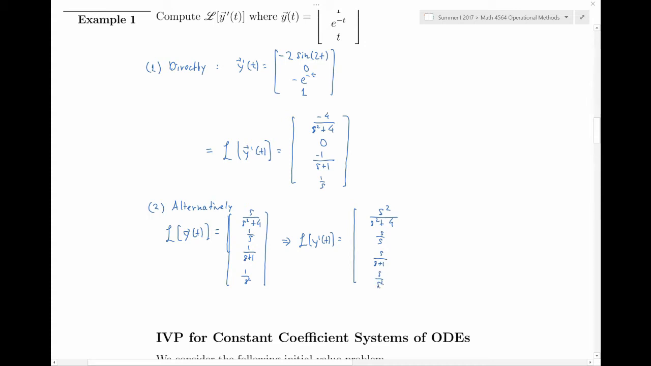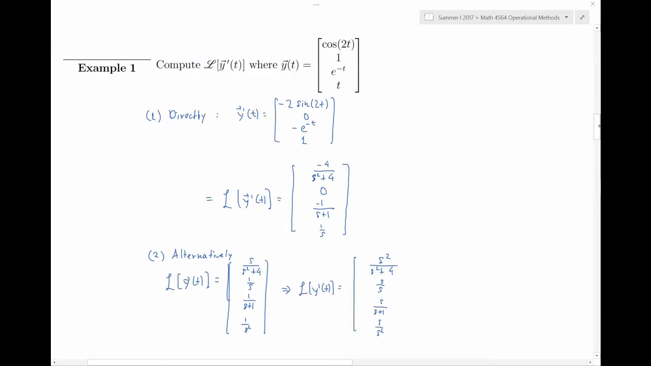And now what we have to do is plug in t equals 0 into the function y and subtract it from this function. Cosine of 0 is 1, so we subtract 1. 1 at 0 is 1, so we subtract 1 again. E to the minus t at 0 is 1, and t at 0 is 0. When we simplify, we get that this is equal to minus 4 over s squared plus 4.